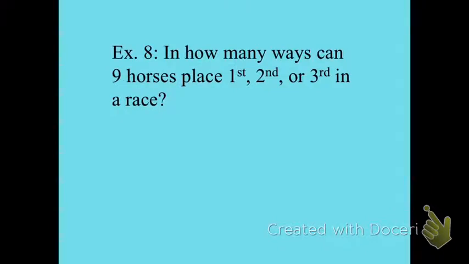In how many ways can 9 horses place first, second, or third in a race? What would that be? Permutation, because the order matters. 9P3, 504.